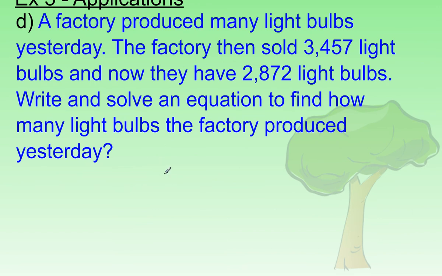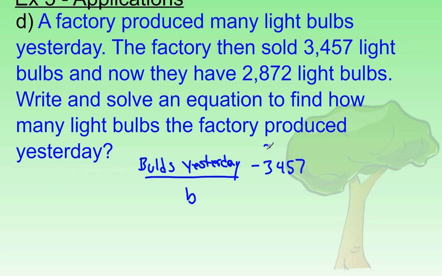Alright, so here's my verbal model. I've got the bulbs they made yesterday. So they made all these light bulbs yesterday, which I don't know how big that is. That's the thing we're trying to find. How many light bulbs did they produce yesterday? I don't know. So B for bulbs. So if all these bulbs, but then you sell a bunch, you get rid of a bunch, you sell 3,457 of them. And that gives you 2,872 left.